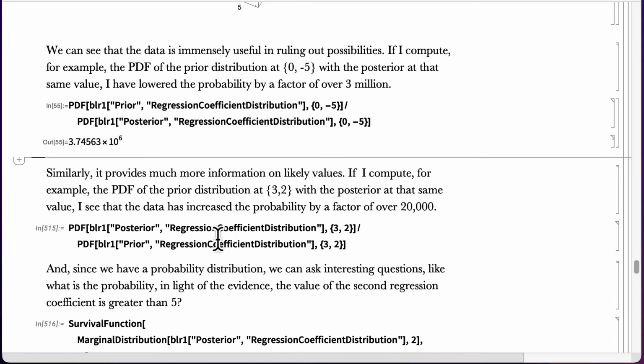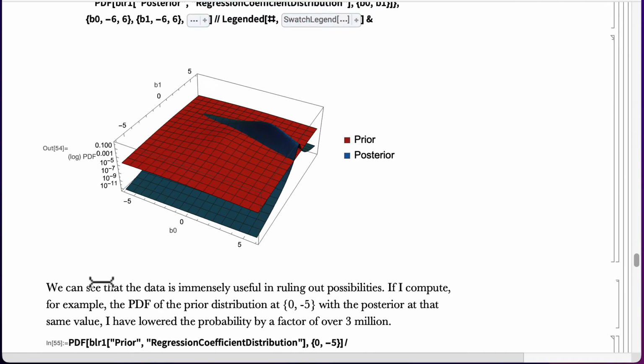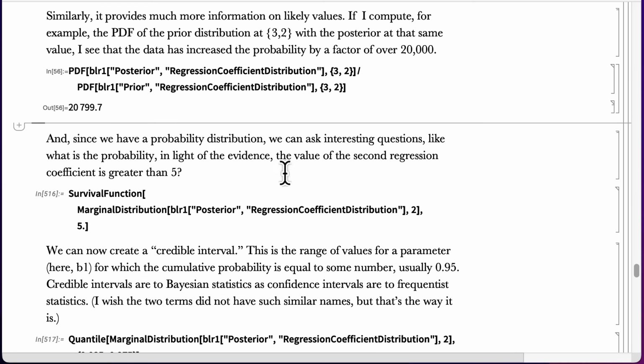Similarly, let's look at this 3,2 candidate. I'm going to divide the posterior likelihood by the prior likelihood, and we get 20,000 something. So the data has increased the relative likelihood that the correct answer is 3,2 by a factor of 20,000. So the data is very powerful, and our posterior distribution is in fact quite different from our prior distribution.